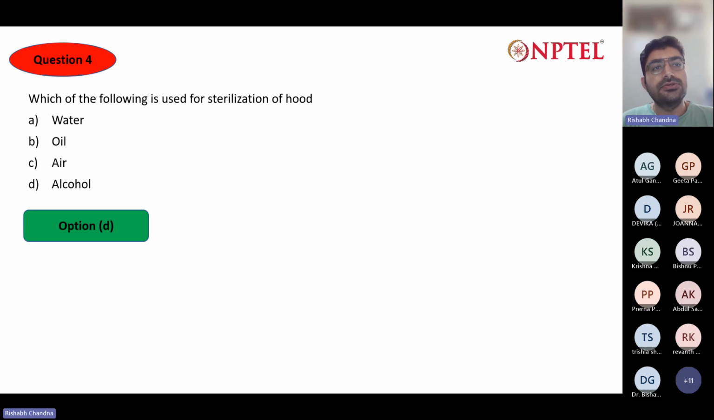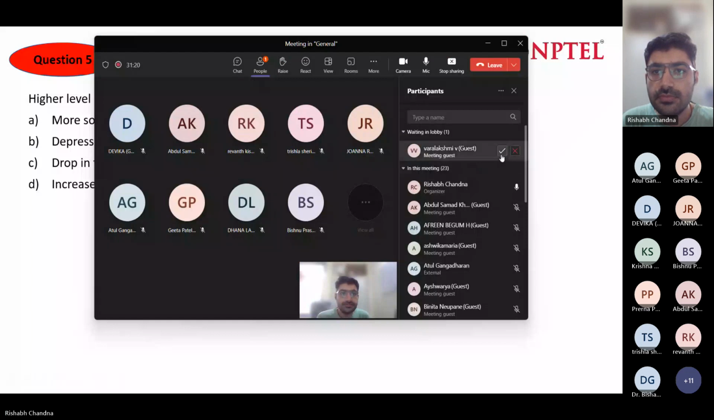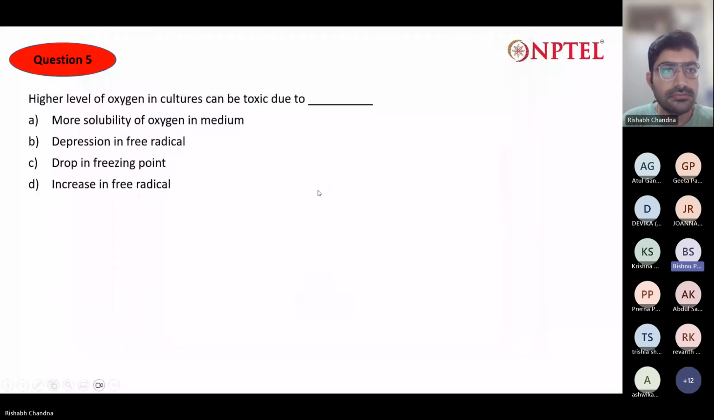Okay, so let's move on to the next question. Higher level of oxygen in cultures can be toxic due to more solubility of oxygen in medium, depression in free radicals, drop in freezing point, or increase in free radicals. Can anybody guess? I think it is option D, increase in free radicals. Okay, any more answers?